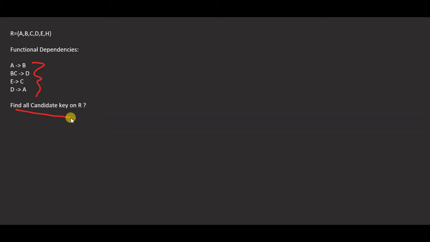So let's get started. Here we have to find the attributes which are not available on the right side of the functional dependencies. There are these 6 attributes, out of which A is there, B is there on the right side, C is there on the right side, and D is there on the right side. But E and H are not there on the right side. So our candidate key will at least contain E and H both. This is the minimal set that is not available on the right side of our functional dependencies.